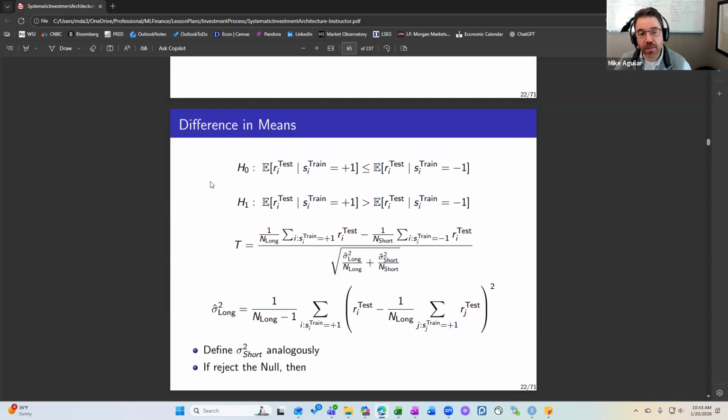So the first line, the null hypothesis, is saying your best guess. You could have a sample proxy of that with an average. So you could think of it as saying the average return in the test period for those in which I went long, signal training period 1, is less than or equal to the average testing period return for those where I went short. This would be testing the difference in long versus short. We could also do long versus not long, short versus not short, neutral versus not neutral. We could do all of those.